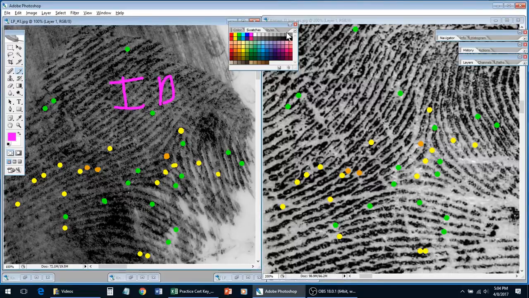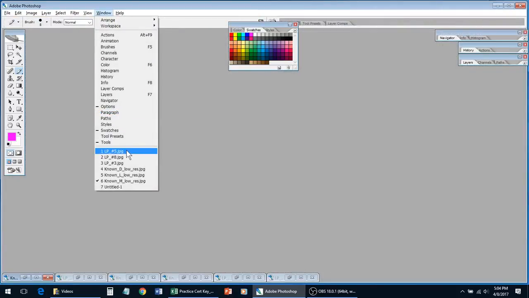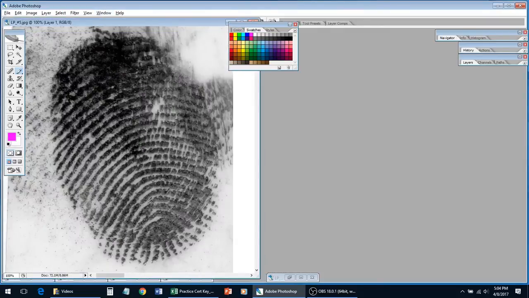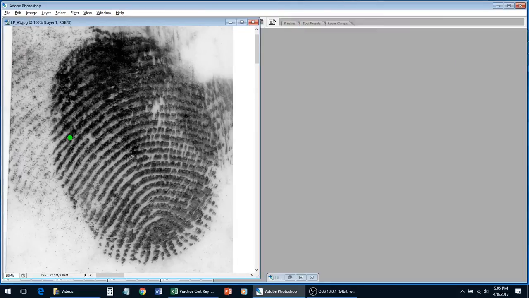All right, so let's move to the next example that I have here today. Here we go. We have a tip of a finger. So your fingers generally make this nice oval shape. Down here we have the core, this nice recurve, which indicates that this is near the middle of the finger, and then this is up here at the tip. So go through, start marking some minutia. Lots of green ones that stand out as really obvious.